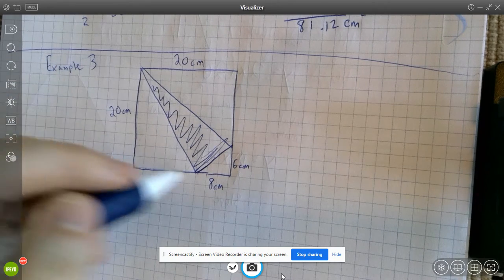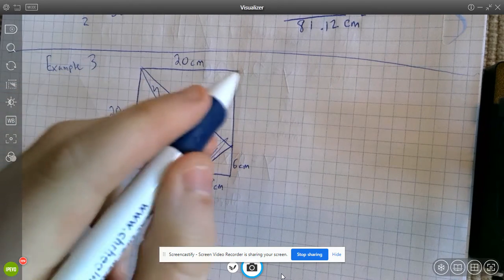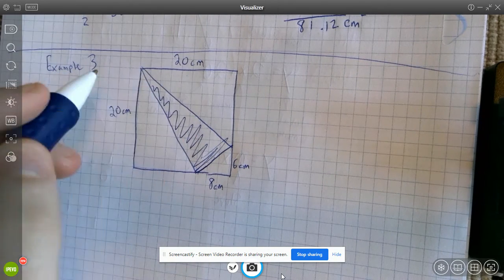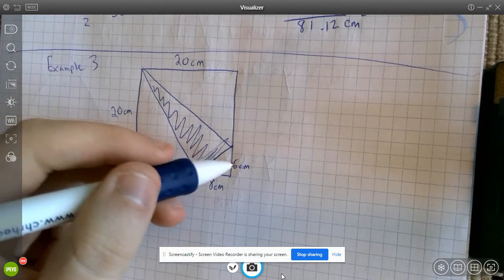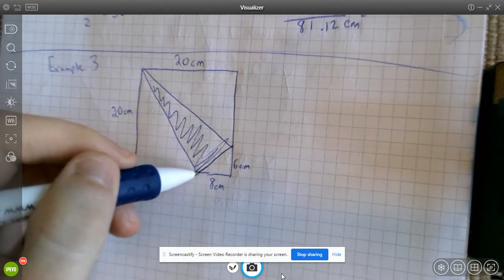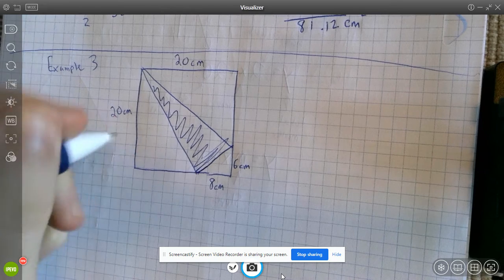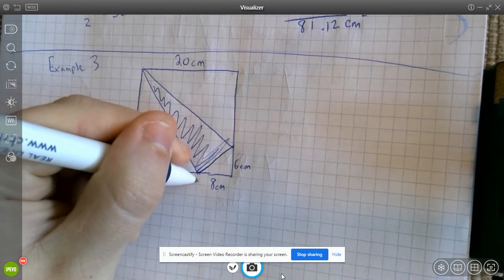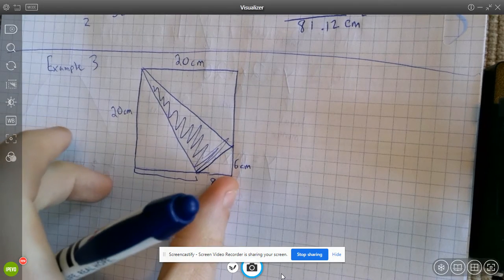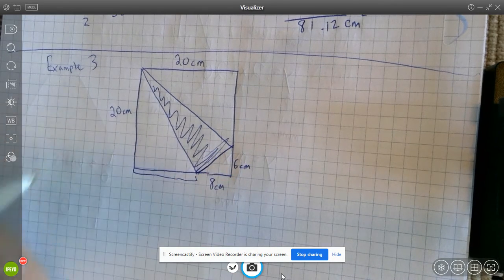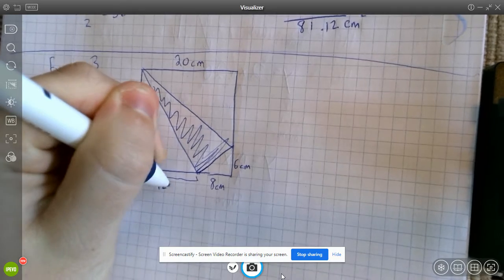We know this is a square, so we know that this length is 20. If this length is 20, it also means that this length is 20. But the diagram shows us that from here to here is 8 centimeters. So what should the length from here to here be? Well, we know the full length is 20. If we take 20 and subtract 8, we're going to get a length of 12 centimeters here.